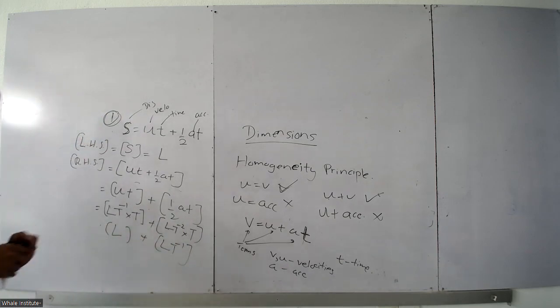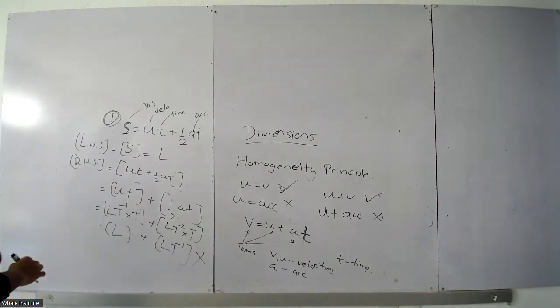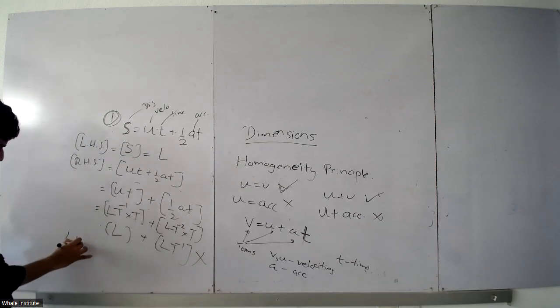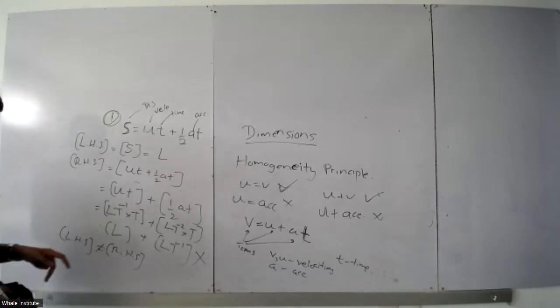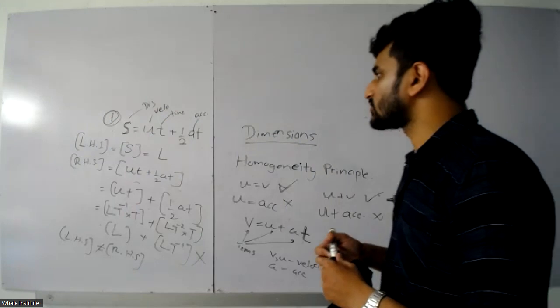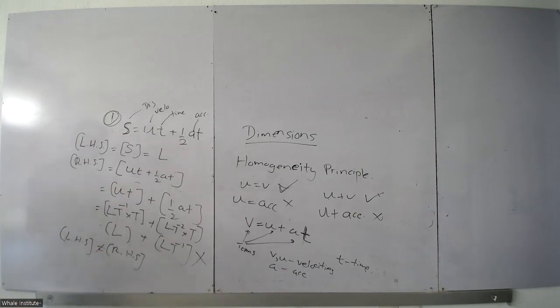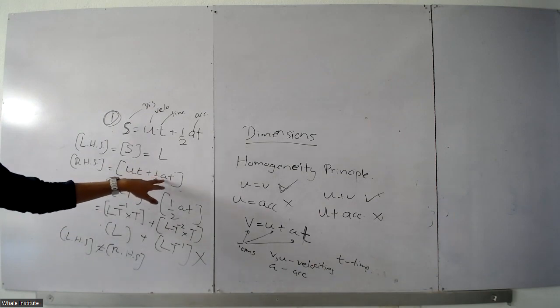So you can see here we can't add L to LT minus 1. We can't add different types of dimensions. So the equation is invalid here. And it's not equal to the LHS also. So you can write LHS not equal to RHS, right? Because in the right hand side some problem is there when adding UT into half AT. So it should be half AT square.